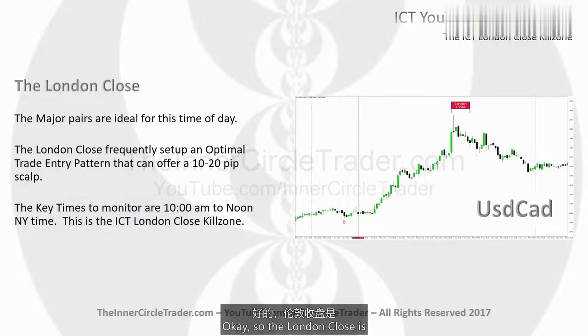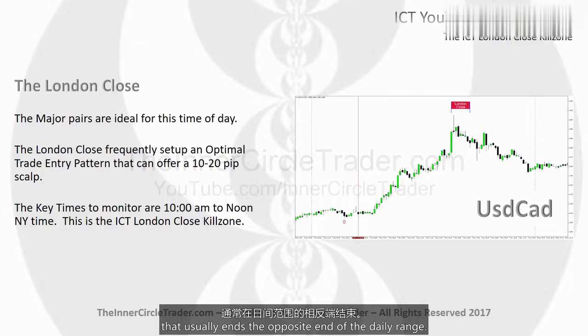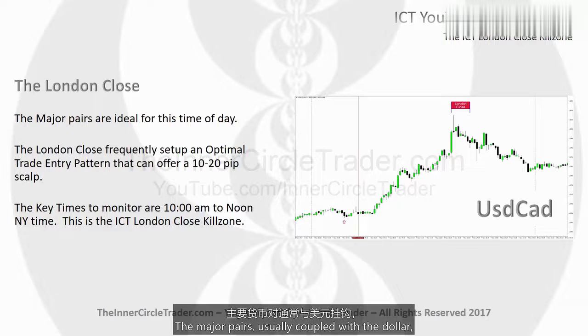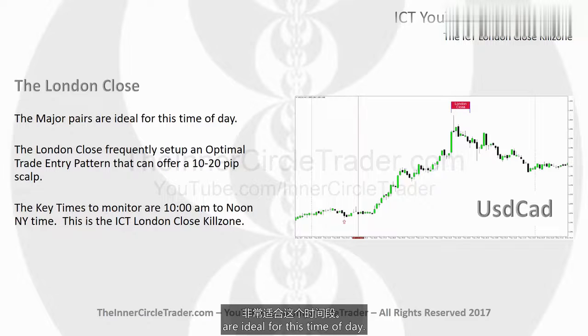Okay, so the London Close is a particular time of day that usually ends the opposite end of the daily range. The major pairs, usually coupled with a dollar, are ideal for this time of day, and the London Close frequently sets up an optimal trade entry pattern that can offer 10 to 20 pips for a scalp. The key times to monitor are 10 a.m. to noon New York time. This is the ICT London Close kill zone.